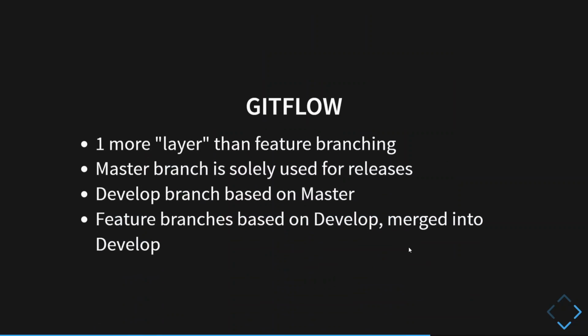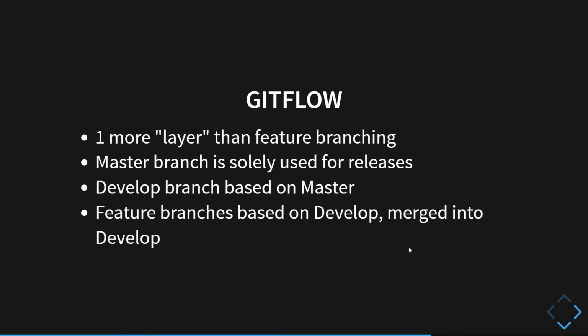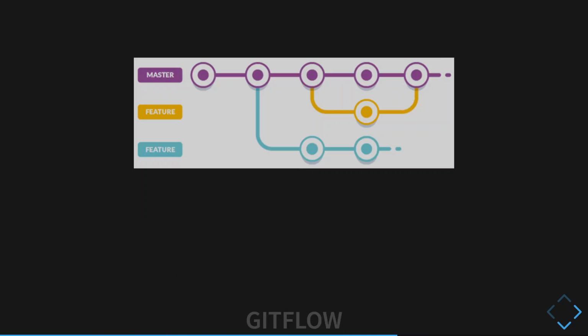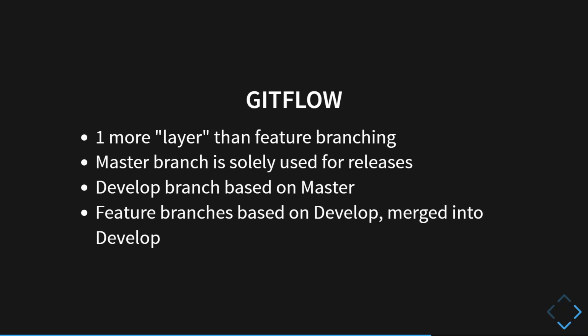There's also what's called Git Flow. This basically adds one more layer, quote unquote, to that feature branching style above. This time the master branch is solely used for releases. This is really good for a professional environment where you're building an app for an end user, like an app on the App Store, a game like Wordle or something like that. Whenever you want to publish those releases and send a new update out, that's what the master branch will be used for.